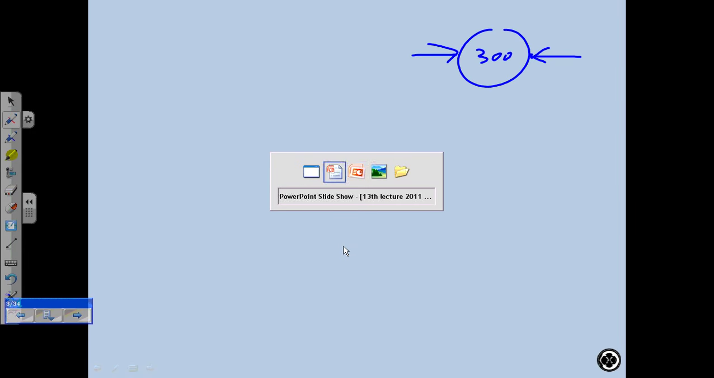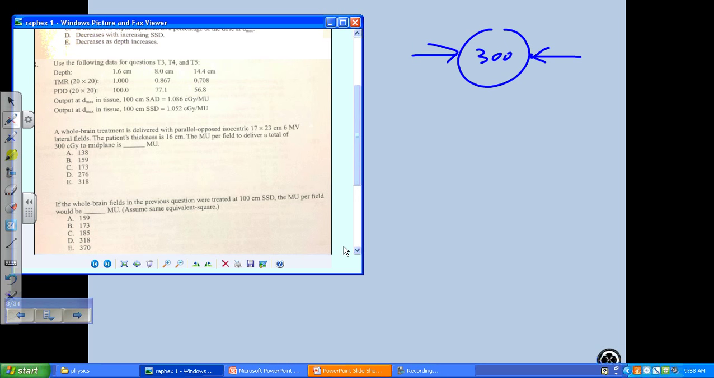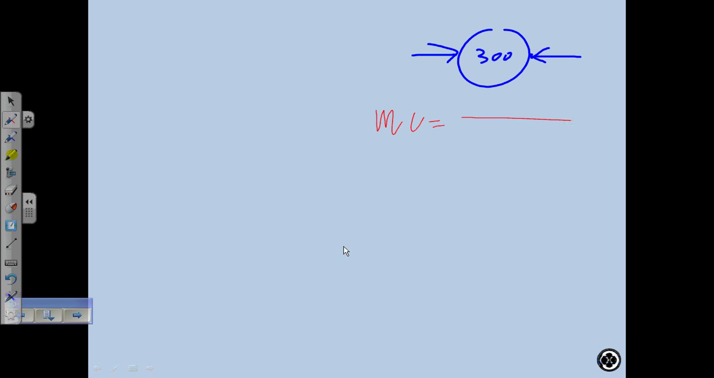Okay, so next question. If the whole brain field is the previous question, if we're treated at 100 centimeters SSD, the imaging per field will be what? Pretty much the same. Just use SSD setup. Okay. I'll get 100 SSD and the SSD percentage. And the output? The output at 100 SSD was 1.052 times what? And we had a PDD for a 20 by 20. Depth of 8. So that's 77.1 divided by 100.